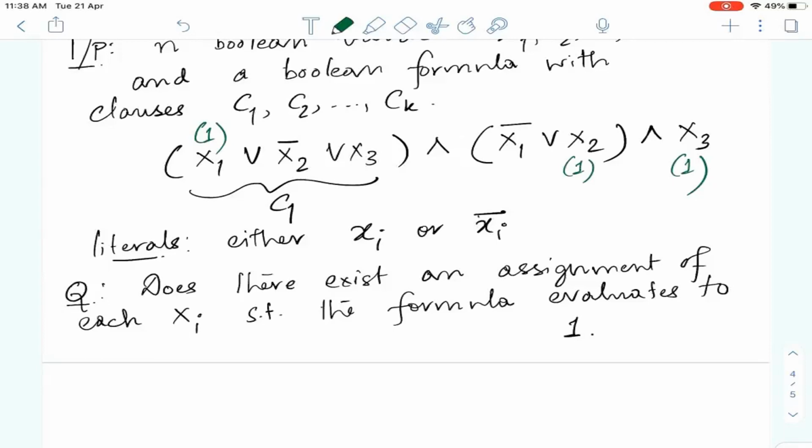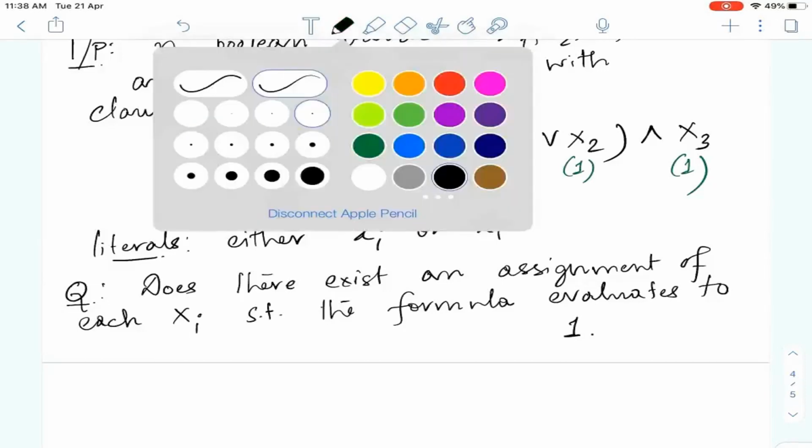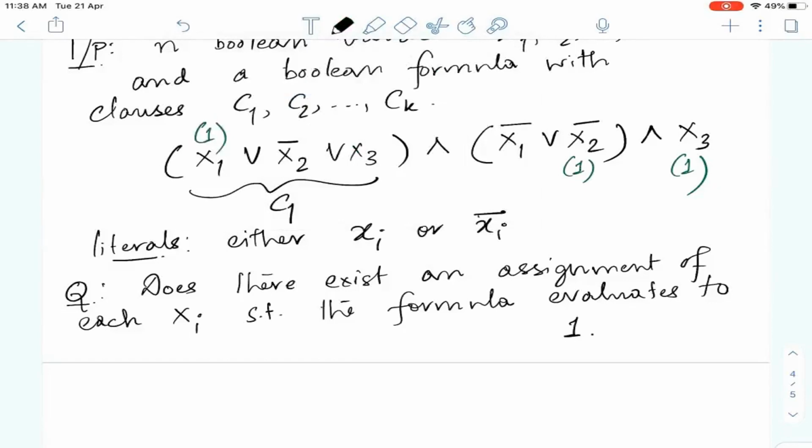In fact, I can make a small tweak where probably this will not work. So I think if I just make this x2 bar, then probably this is not satisfiable. I might be wrong. Anyway, you get the thing, right? So any questions about the definition of the problem? I'm simply asking for an assignment of the variables so that this formula evaluates to a 1.